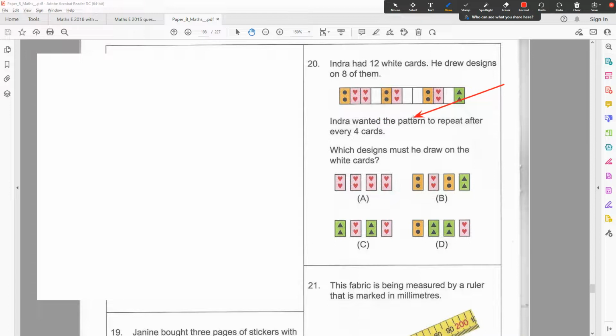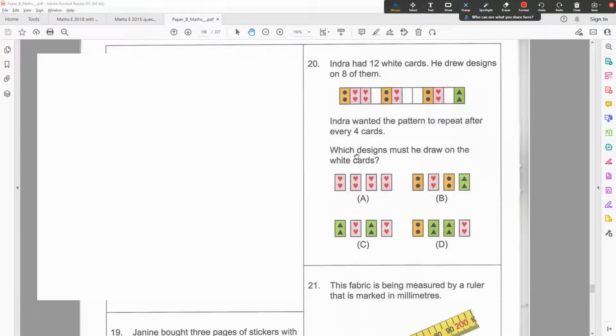Indra wanted the pattern to repeat after every 4 cards. So he wanted the pattern to repeat itself. Now, there's some issues with this pattern. I mean, you can see that one is in the wrong place there. That one is out there. I mean, we could possibly remove those two and we got the same pattern.